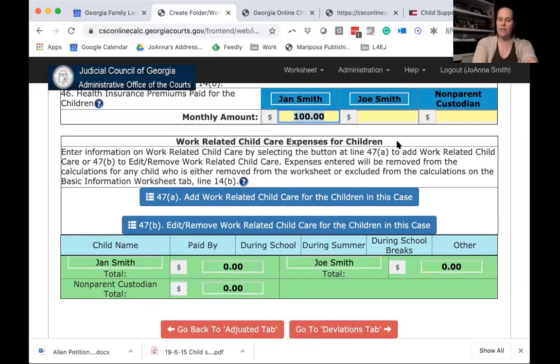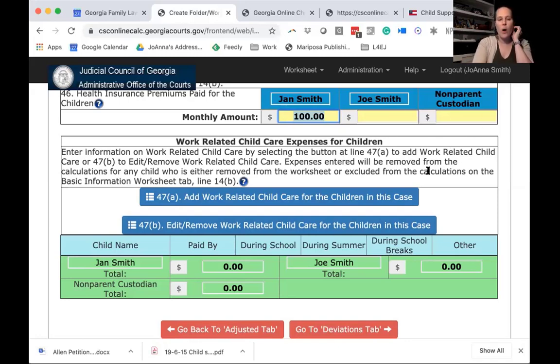Work-related childcare expenses for children. People fight over this all the time. You can either leave childcare out of the worksheet and just have an agreement, like in the order, that it's going to be split 50-50 or however it's going to be split, or you can put it in the child support worksheet.